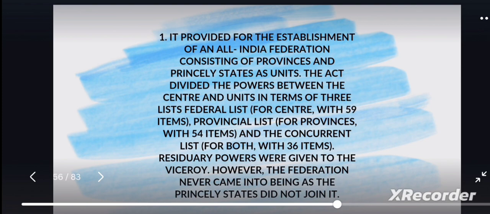It provided for the establishment of an All India Federation consisting of the provinces and princely states as units. The Act divided the powers between the center and the units in terms of three lists: the federal list for the center with 59 items, the provincial list for the provinces with 54 items, and the concurrent list for both with 36 items. Residual powers were given to the Viceroy. However, the federation never came into being as the princely states did not join it.